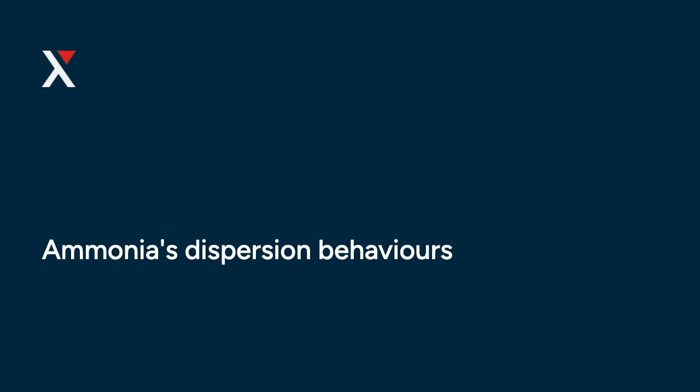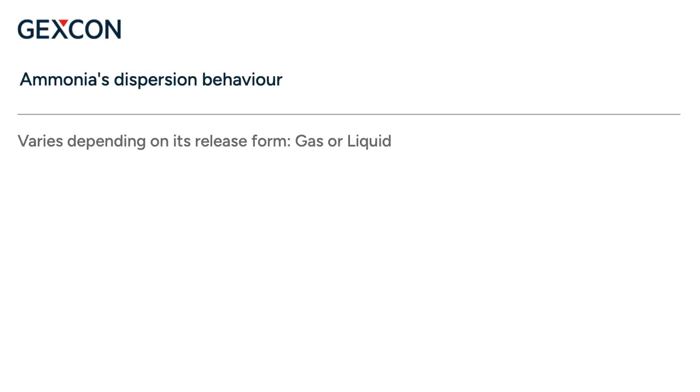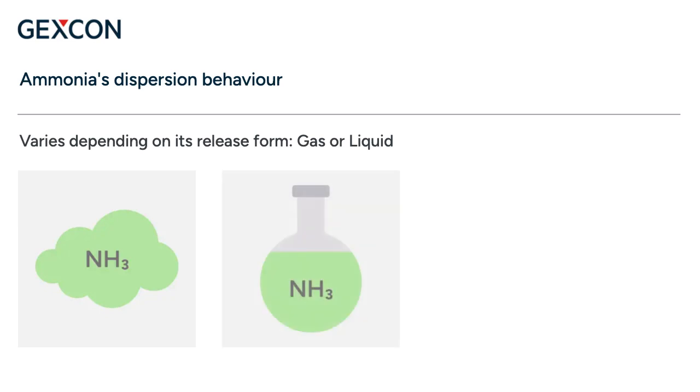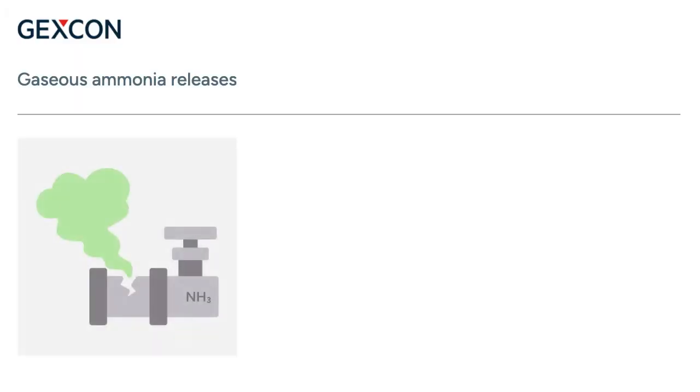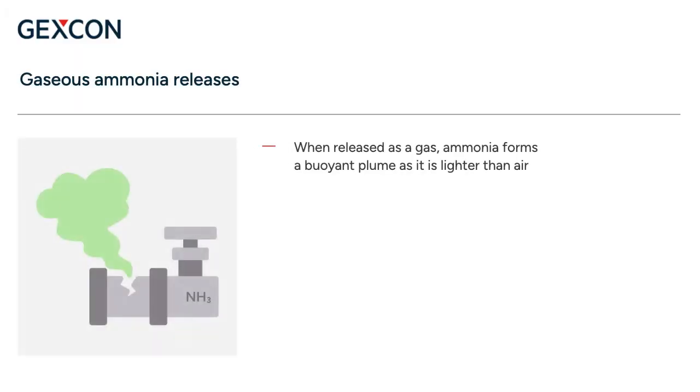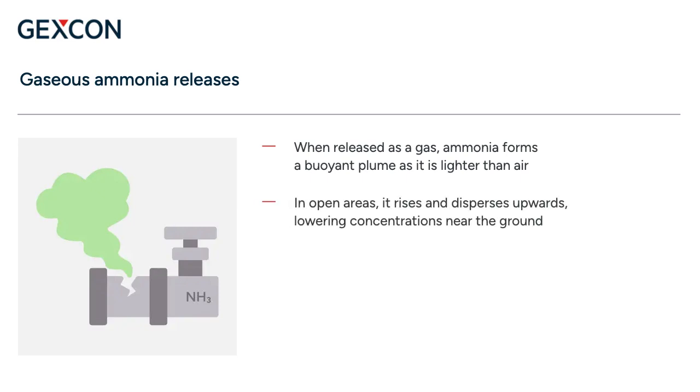Now, let's look at how ammonia disperses after being released. Ammonia's dispersion behavior varies significantly depending on whether it is released as a gas or in its liquefied form, primarily due to physical properties and interaction with the environment. When ammonia is released as a gas, it typically disperses as a buoyant plume because ammonia is lighter than air. In open areas, the gas tends to rise and disperse upwards, reducing ground level concentrations. However, in confined or enclosed spaces, the gas can accumulate.